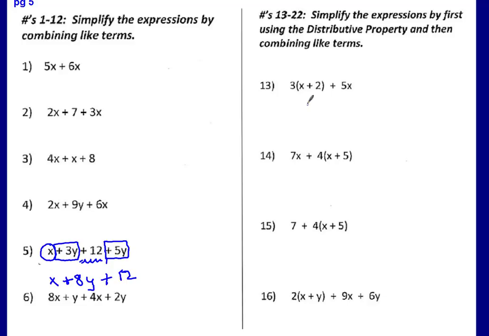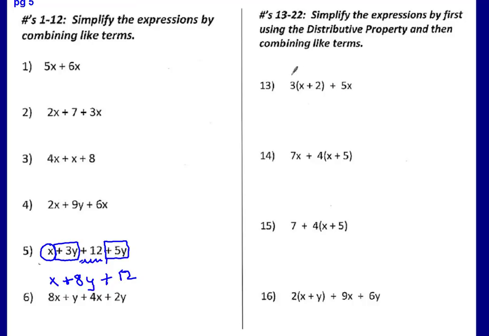Now let's take a look at numbers 13 through 16. These are a little bit different. Does this look familiar? It should. It's what we've already done. It's the distributive property. To simplify these expressions, we need to get rid of the parentheses.